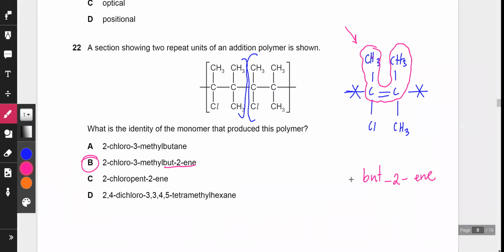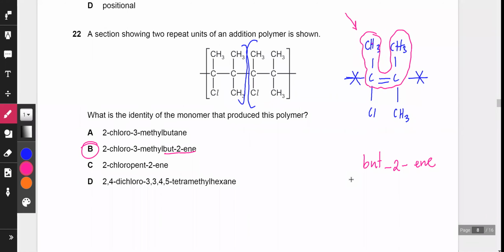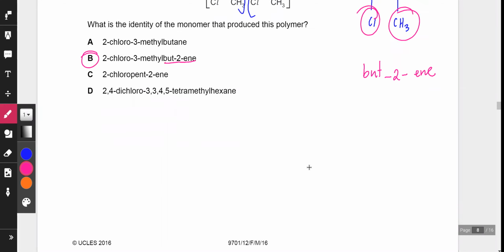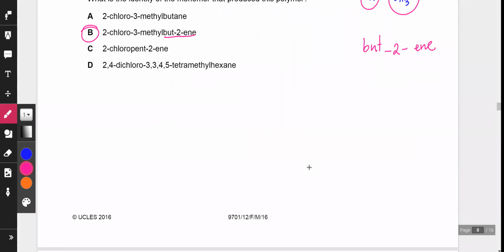So this one is a butene, and that's it. And chlorine is on the second carbon atom, and CH3 is on the third carbon atom. If you start counting from this side, so one, two, and three. So it's 2-chloro-3-methyl butene.